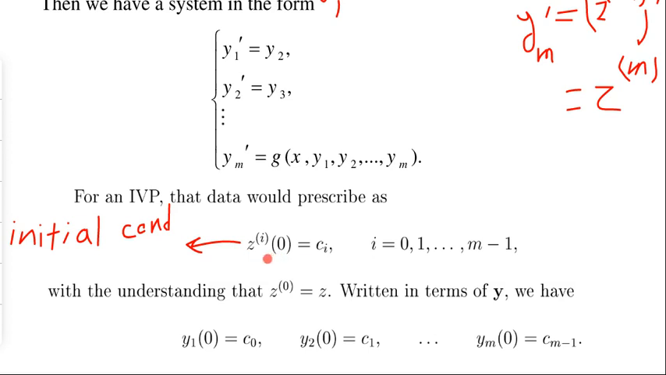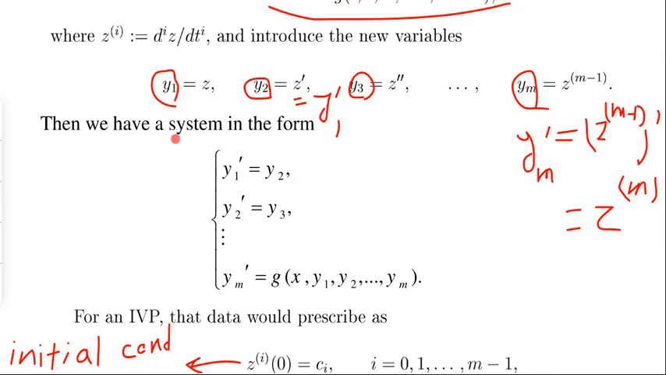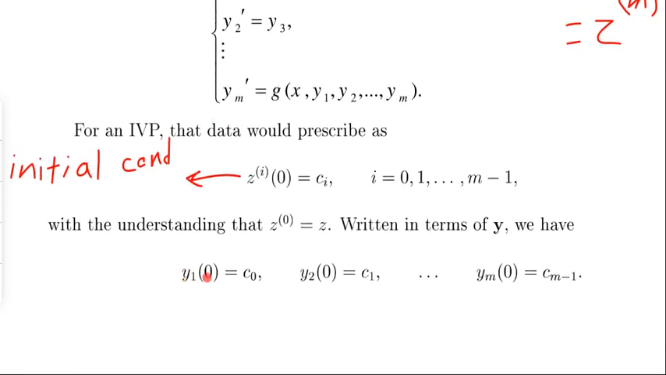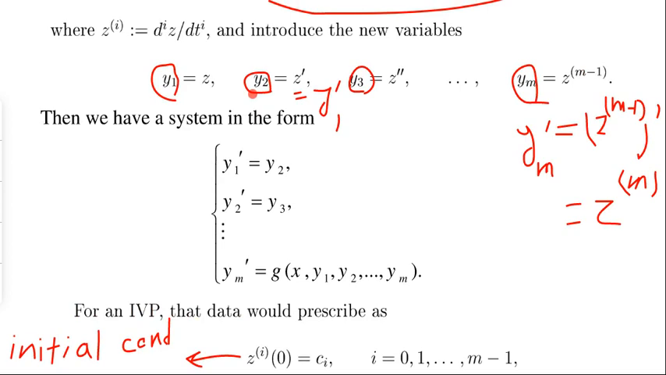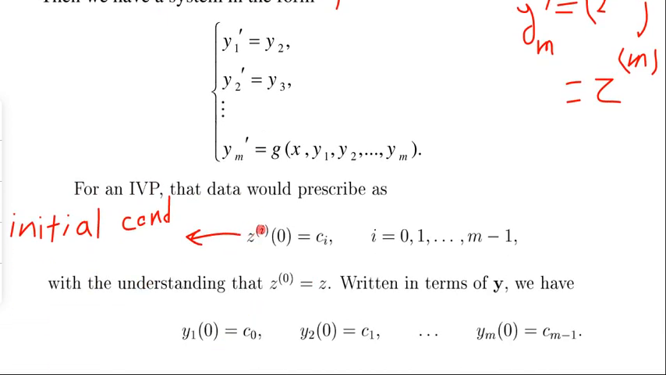How can we relate these initial conditions to these new variables y1 to yn? Based on these relations, y1 at 0 equals z at 0. So y1 at 0 equals z at 0, and z at 0 will be c0. So y1 at 0 equals c0. Similarly, y2 at 0 will be z prime at 0, and this is c1.